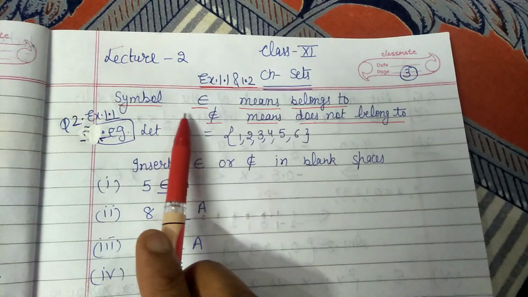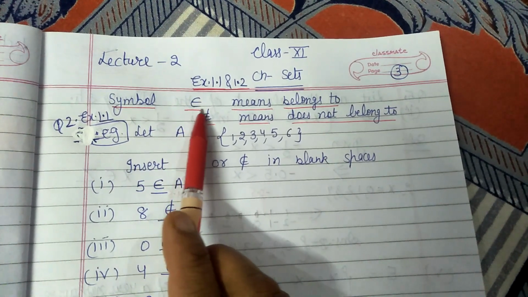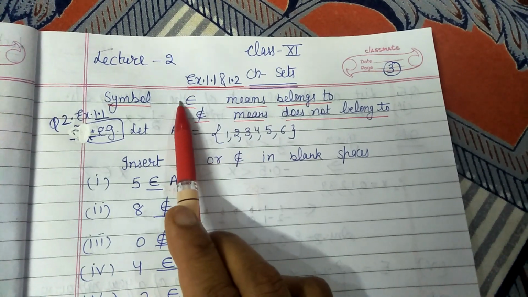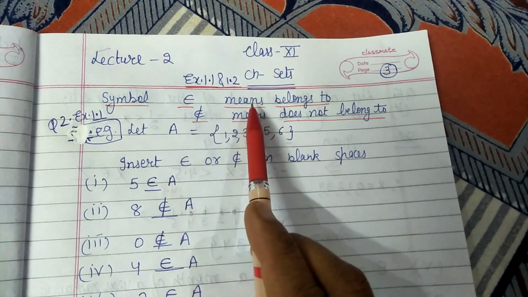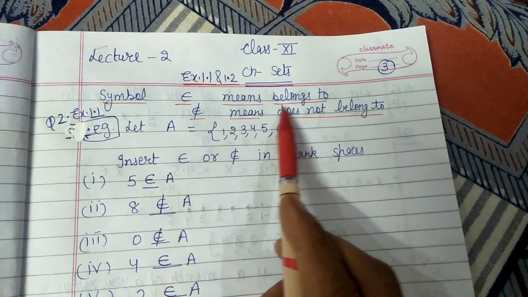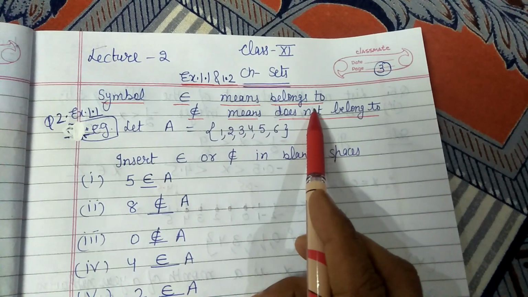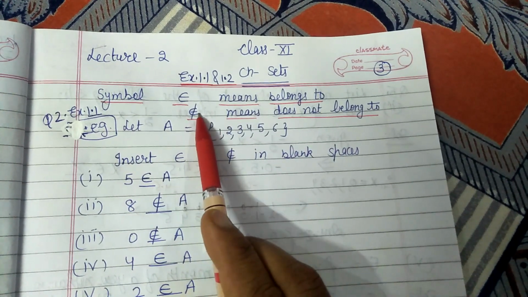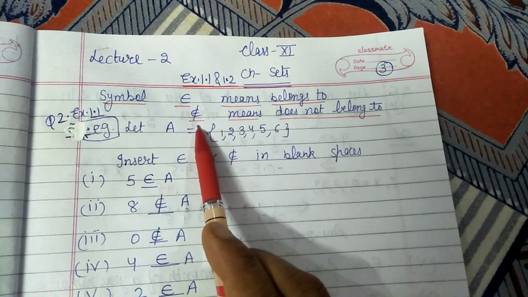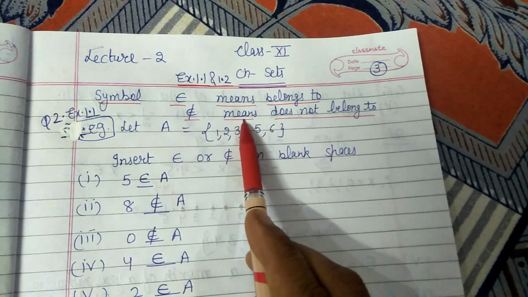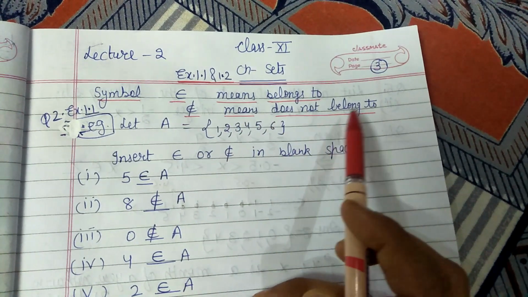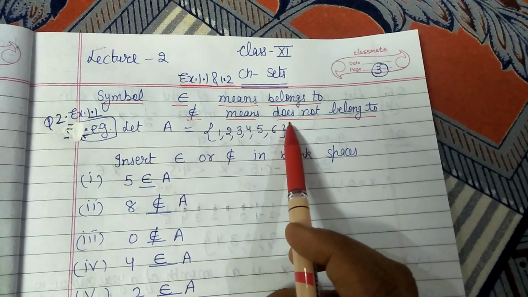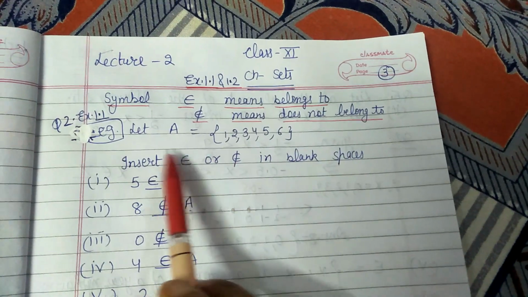Today we will discuss exercise 1.1 and 1.2. Now, please see this symbol, just like E, not a proper E. It means belongs to, or you can say member of. If we put a slash on that symbol, it means doesn't belong to. That means if we cut it, it means does not belong to.